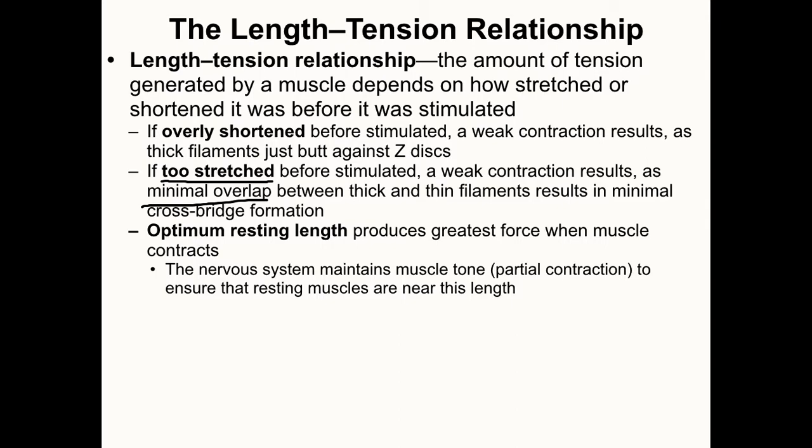If your muscle is overly shortened before being stimulated, then you can't generate much force because the thick filaments just butt into the Z-disc and can't contract anymore. The long and short of this, see what I did there, is that your muscles are strongest when they are partially contracted. This is called the optimum resting length. So your muscles are strongest when they're not too stretched, but not too contracted.